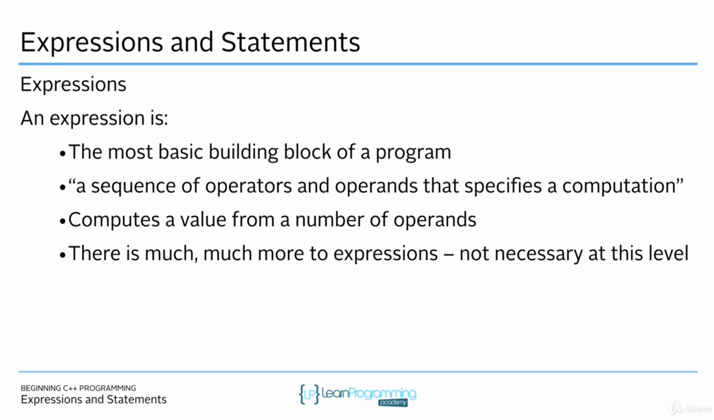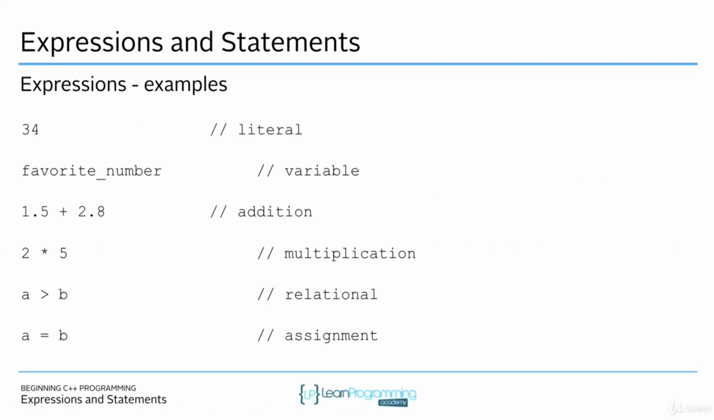Let's see some example C++ expressions. Let's start with the literal 34. That's an expression whose value is simply 34. Variables such as favorite number in this example are also expressions, since their value is the value of the variable. We can also have mathematical expressions, such as 1.5 plus 2.8, which will add those two numbers, and 2 times 5, which will multiply 2 and 5.